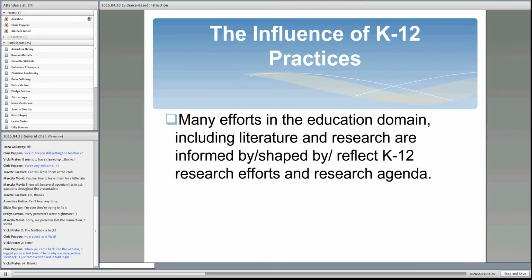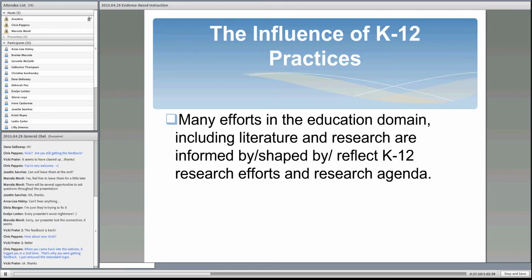Now, one thing that one must remember when thinking about evidence-based instruction is that many of the efforts regarding evidence-based instruction and what counts as evidence are derived and shaped by, and in many ways reflected by, the K-12 research effort and research agenda. That's what I found from reviewing the literature. There is a high K-12 influence on a lot of the knowledge that is produced in education, and sometimes when it gets to adult education, it is formed by K-12 initial efforts to identify evidence of good practices.